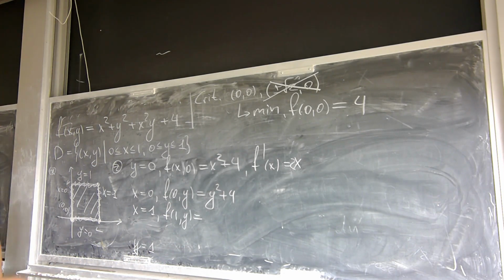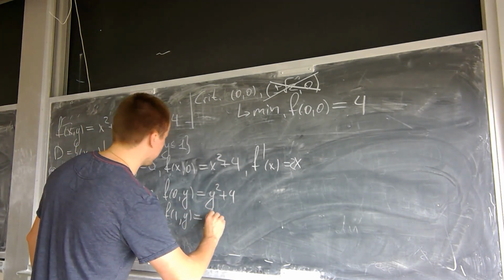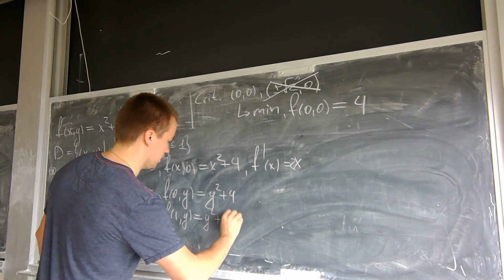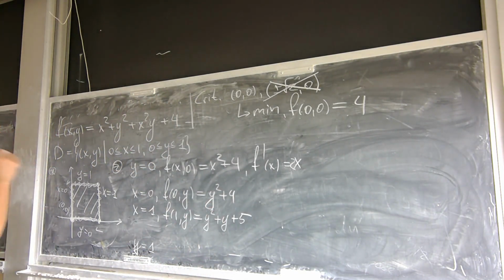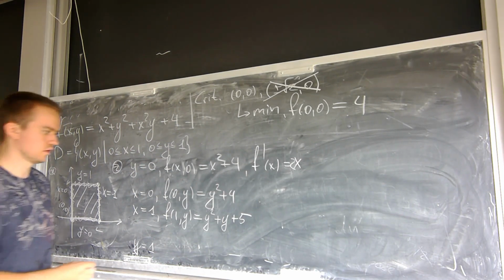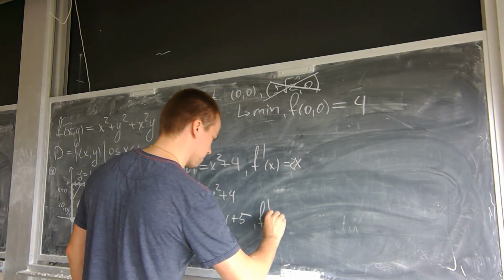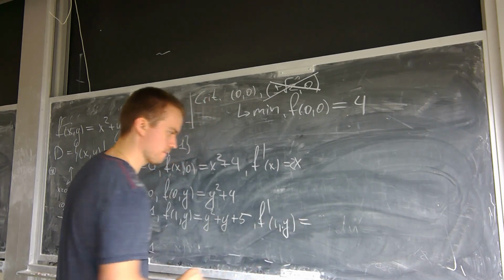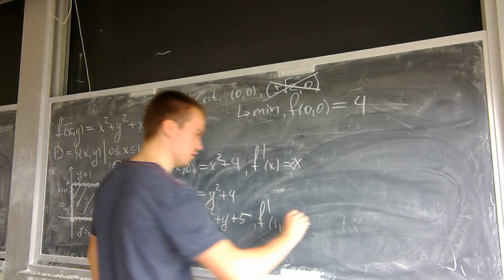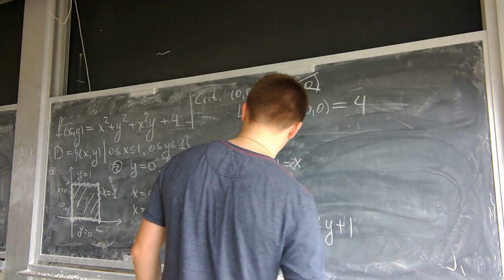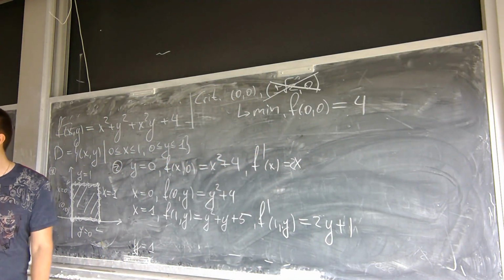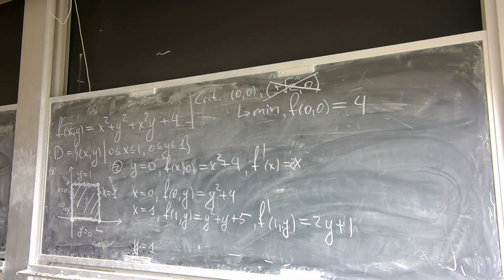I will have y squared plus y equals 5. So what is my f prime? 2y plus 1. Yeah, it's going to be 2y plus 1. So what is my critical point? Negative 1/2, but it doesn't lie on my boundary. No, so there is no critical point.